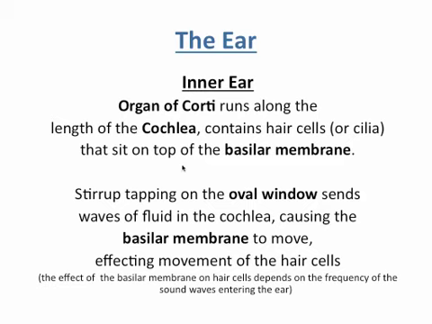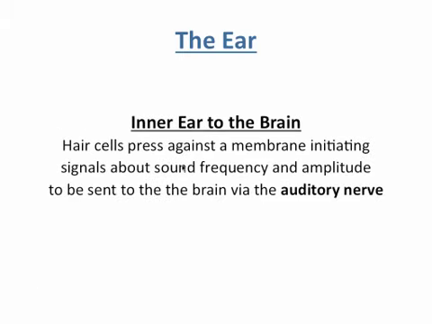That stirrup that taps on the oval window, as I mentioned before, sends waves of fluid along the cochlea, causing the basilar membrane to move, which then again affects the movement of the hair cells. And the number, intensity and location of the hair cells determines the perception of the sounds that you experience. Too many perceptions in that one.